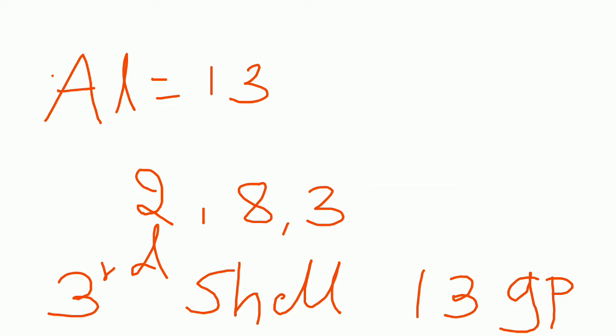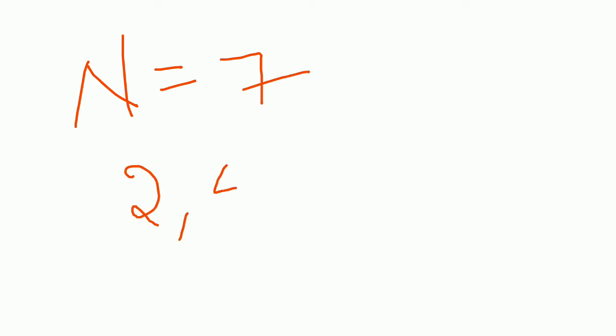But when it comes to group number, aluminium is 13th group element. So outermost electrons are 3. So we have to add plus 10 to that valence electrons. If valence electrons are 3 or more than 3, then we have to add plus 10 to that. So now aluminium belongs to 13th group. Same thing in case of nitrogen, oxygen and sulfur also.